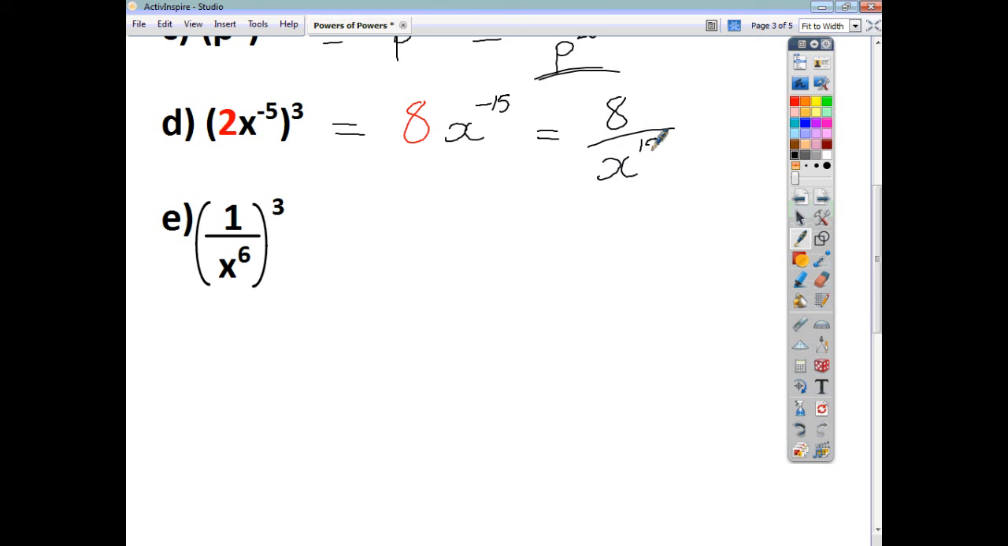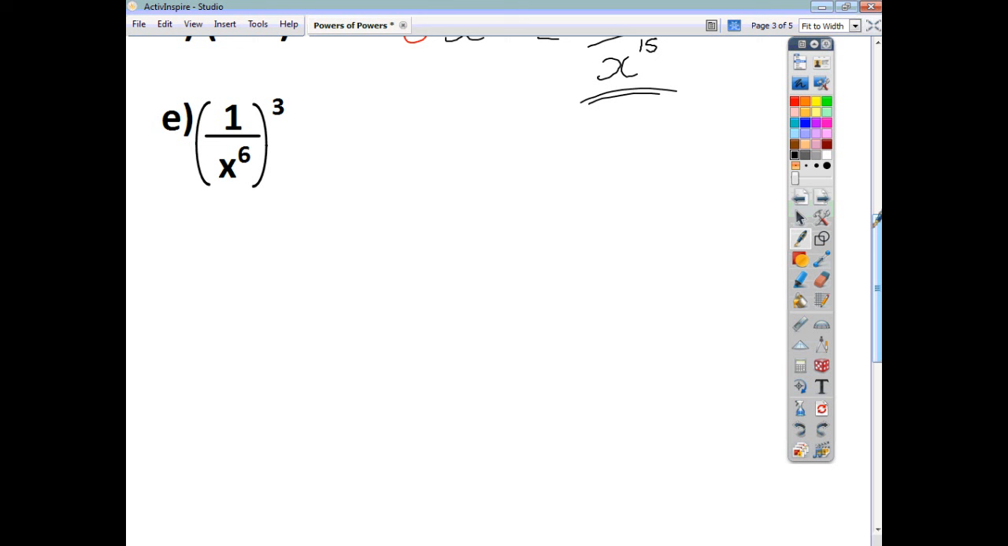Now, when we did the video on negative indices, we said that very often that would be useful when it comes to doing other questions on indices. And this is an example of that. What I'm going to do is take 1 over x to the power of 6, and write it as x to the power of negative 6. I'm going to move it upstairs, and the power will change to a negative. So these two things are exactly the same.